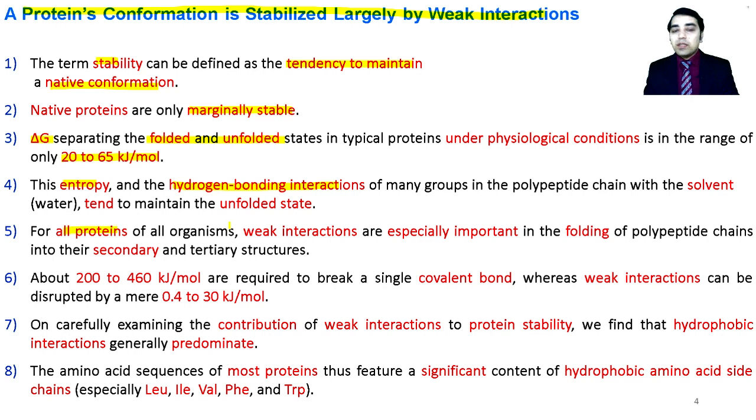For all proteins, weak interactions are especially important in protein folding. A covalent bond has energy in the range of 200 to 460 kilojoule per mole, and for weak interactions, this energy falls in the range of 0.4 to 30 kilojoule per mole. On careful examination, we can see the weak interactions are very important, and among them, hydrophobic interactions predominate in maintaining the folded conformation of proteins. The hydrophobic interactions are maintained by the hydrophobic amino acids: leucine, isoleucine, valine, phenylalanine, and tryptophan.